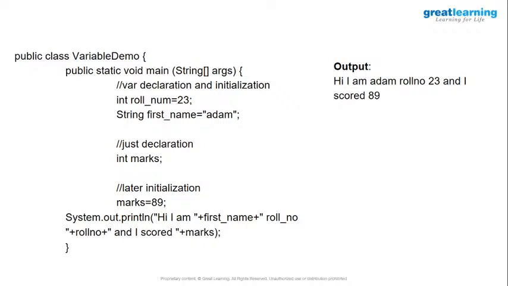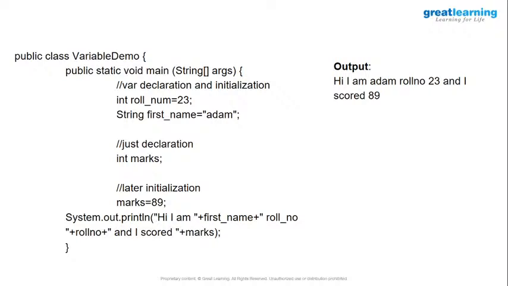Similarly, you can have a string, right? Int roll number was declared and initialized in the same line. Then string first name Adam was declared and initialized in the same line. Then the other declaration that I just showed you, which contained just the declaration, and later we initialized it. Then for SOP, I will just refer to System.out.println as SOP, right? It's easier for me to say. So SOP, then we print all those values.